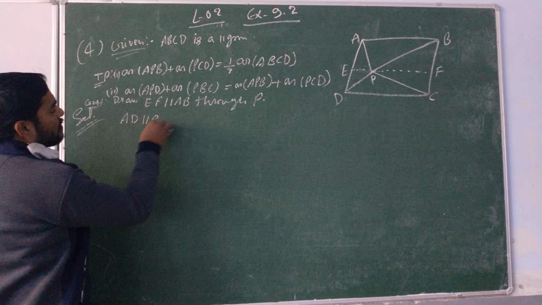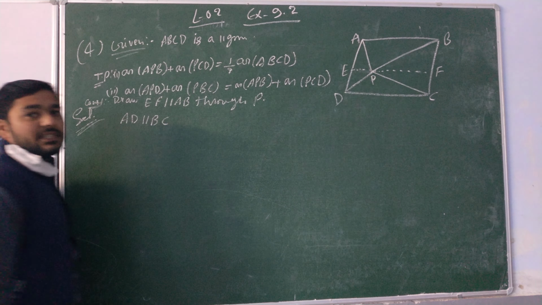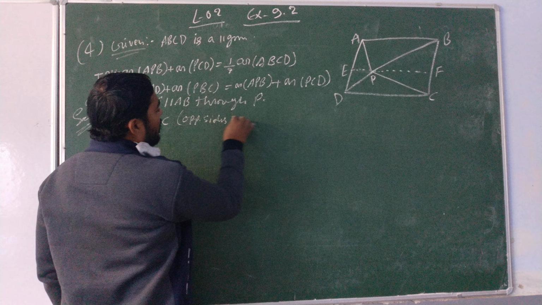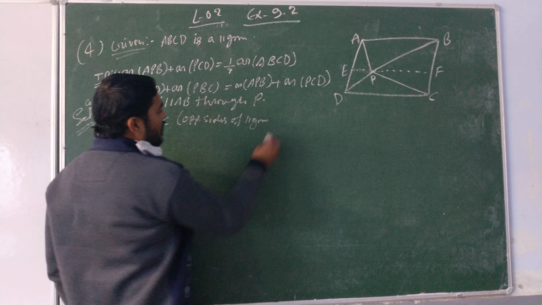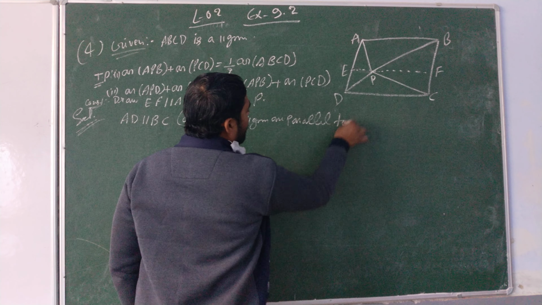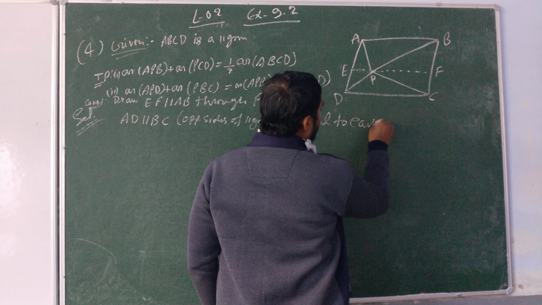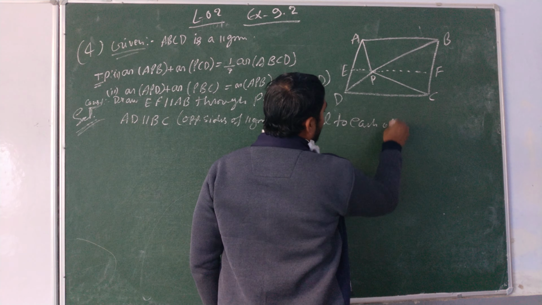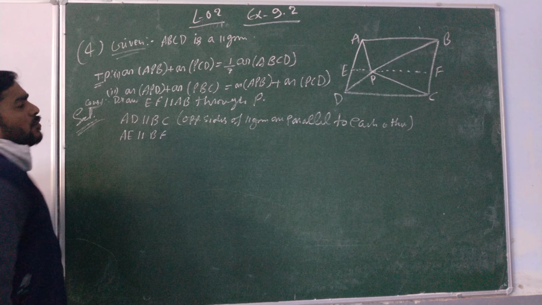What is the reason? Opposite sides of a parallelogram are parallel to each other. If this line AD is parallel to BC, then we can say that AE will also be parallel to BF, because both lines are the same.